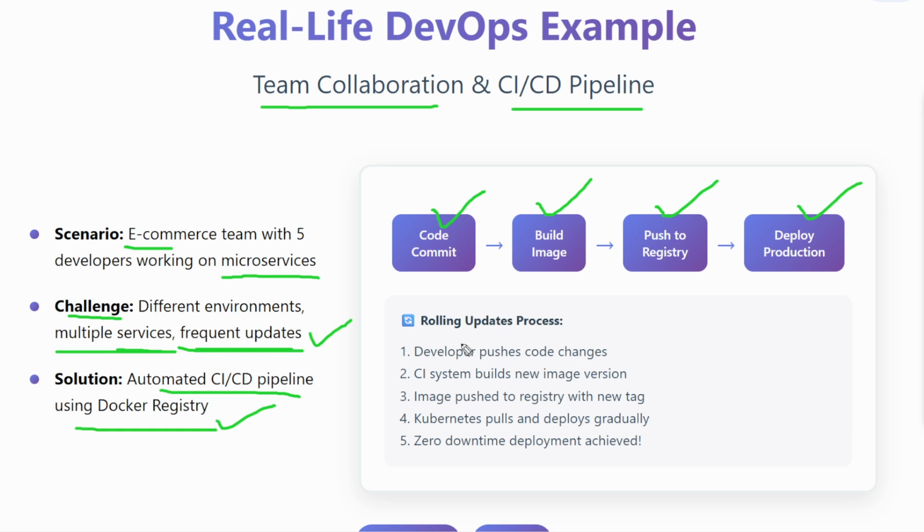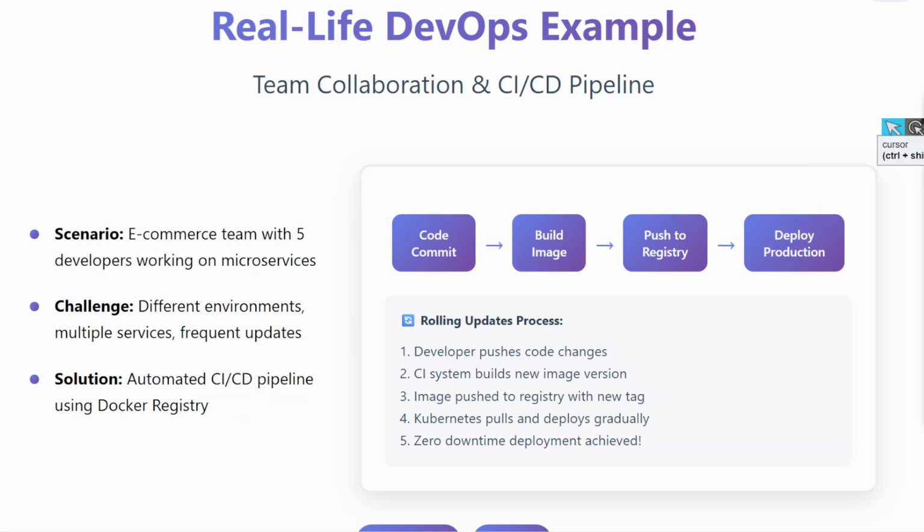Okay, so here a rolling update process will be done in such a way where the developer pushes code changes, and then the CI system builds a new image version, and then the image will be pushed to a registry with a new image tag, and then Kubernetes will pull and deploy that gradually. Zero downtime will be implemented, and deployment will be achieved seamlessly. Okay, so that is the use case, and real collaboration and CI/CD pipeline implementation will be done by using the entire Docker and Docker registry, everything.